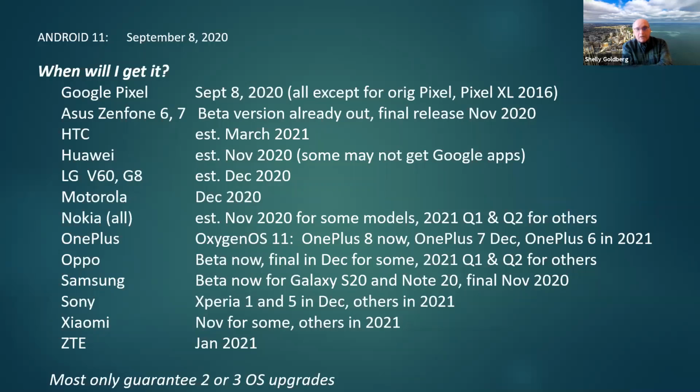Oppo is out in beta. The final release will be in December for some, and then the rest in the first and second quarter of 2021. Samsung, it's already out in beta for the Galaxy S20 and the Note 20. There's supposed to be a final release this month. Sony, the Xperia 1 and the Xperia 5 will be out next month, and the others should be coming shortly after that in 2021.